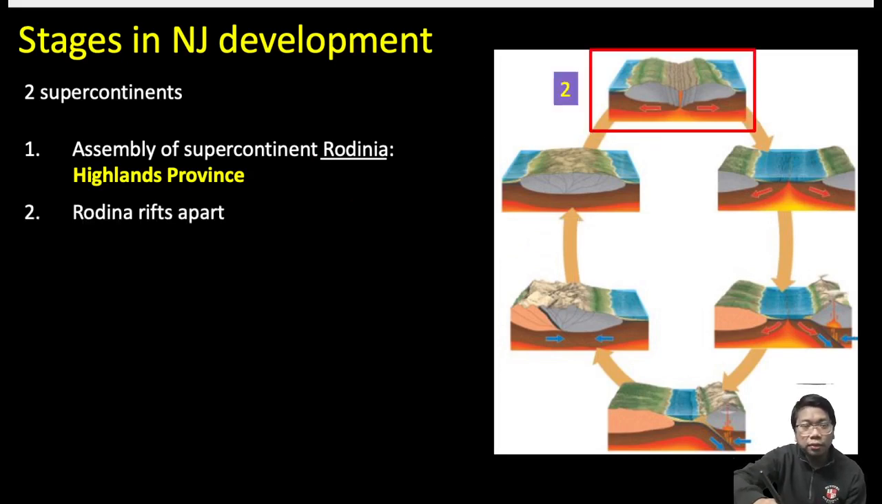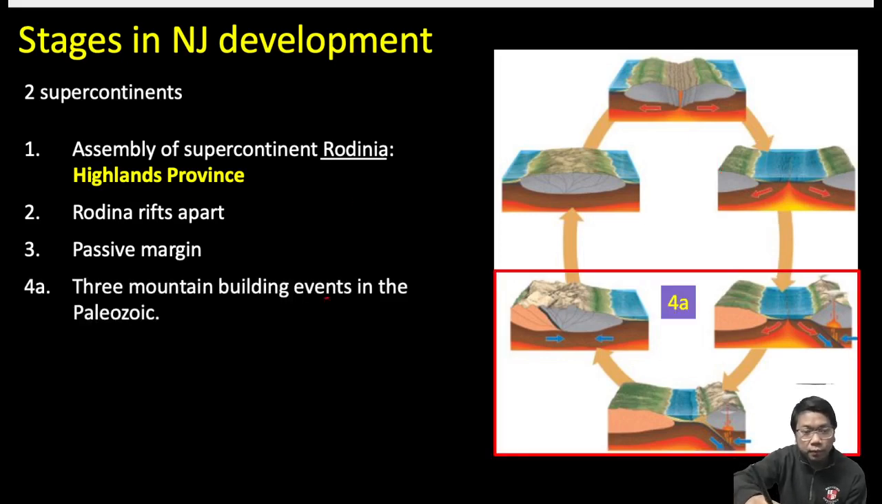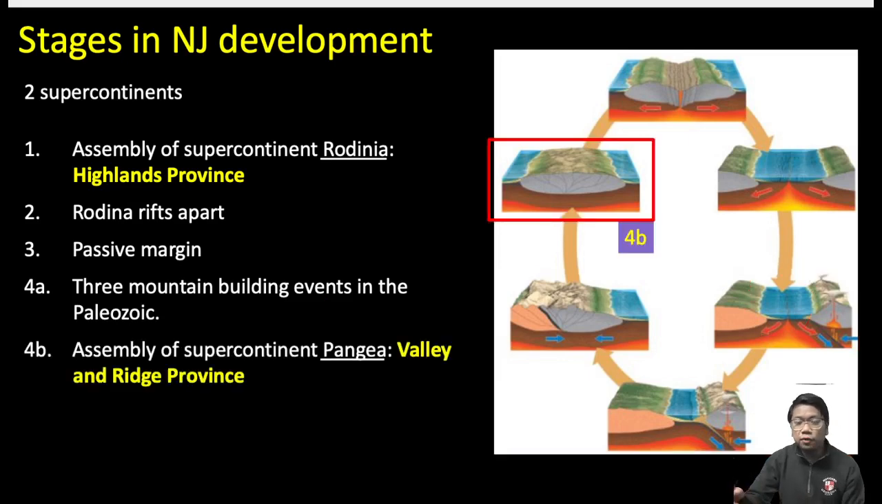And then the second one, Rodinia rifts apart. And then the third one, the passive margin right here, that's the third stage. Passive margin development happens right after the Rodinia supercontinent completely broke up and created different continents right here, one on the left and two on the right side. And then after that, we got three mountain building events in the Paleozoic that mark the closing of that ocean right here in the middle. And then eventually we have the assembly of the supercontinent Pangaea.